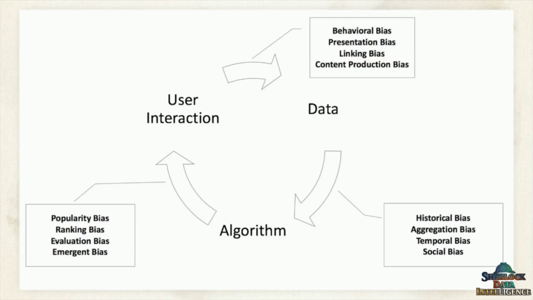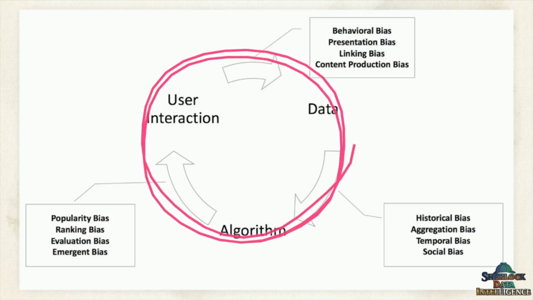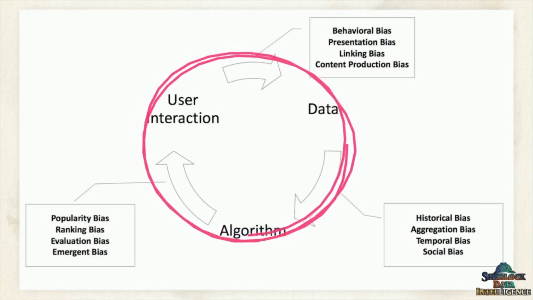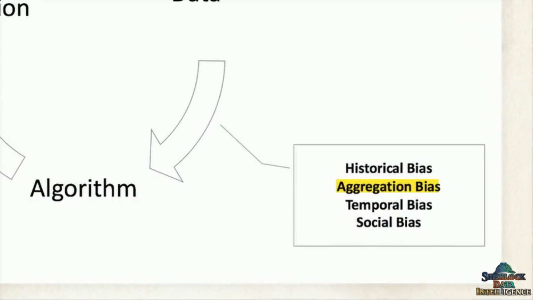As you inspect your data, you must recognize datasets are rarely neutral. Bias exists in a continuous loop between user interaction, collected data, and the algorithm. Big data is inherently heterogeneous. Ignoring these distinct populations leads to aggregation bias.